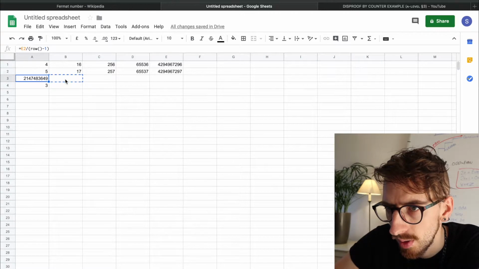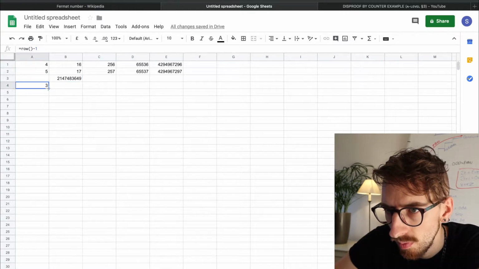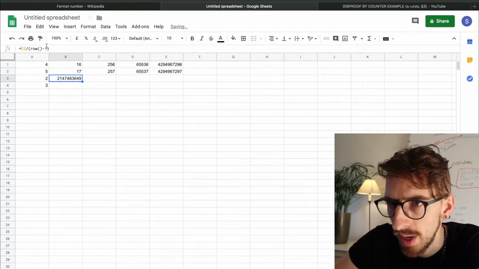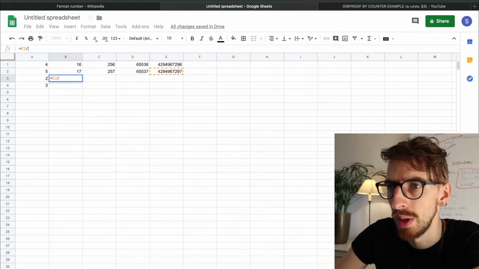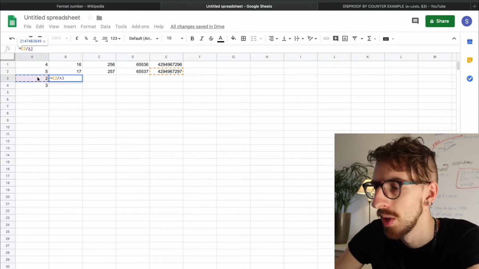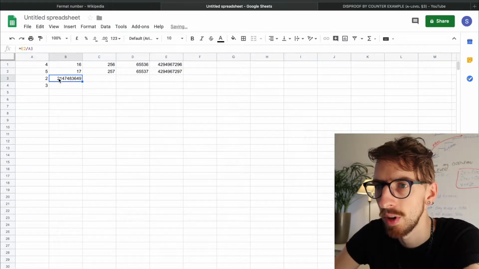So this cell here is dividing it by 2. Let's just make it a bit more clear. This is getting really boring. Come on, let's make it more interesting.